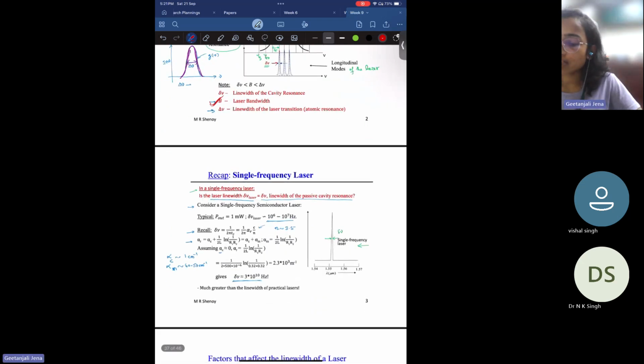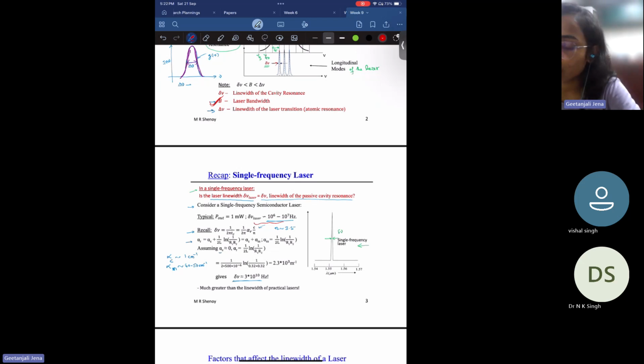So for a practical laser, for a single frequency semiconductor laser, delta nu is in the order of 10^6 to 10^7 hertz. And if you recall, for the cavity, delta nu is given by 1 by 2 pi Tc. So please remember these small formulas because they will be useful to solve the problems. They will not be provided in the final exam.